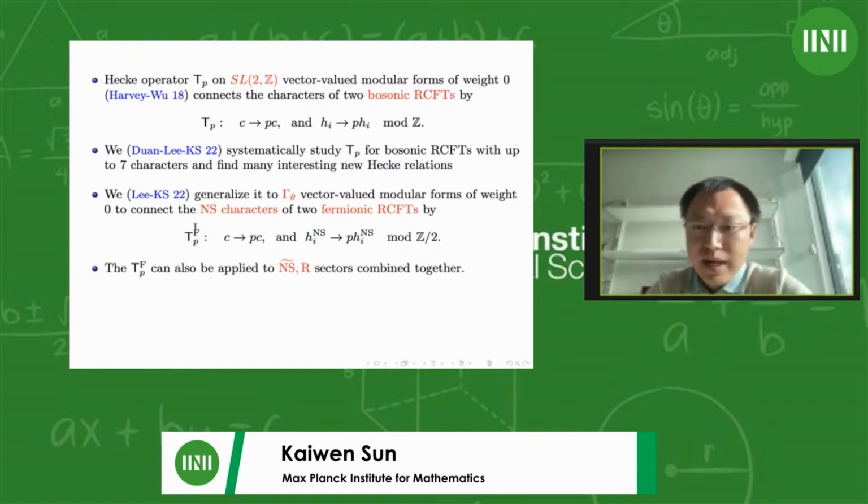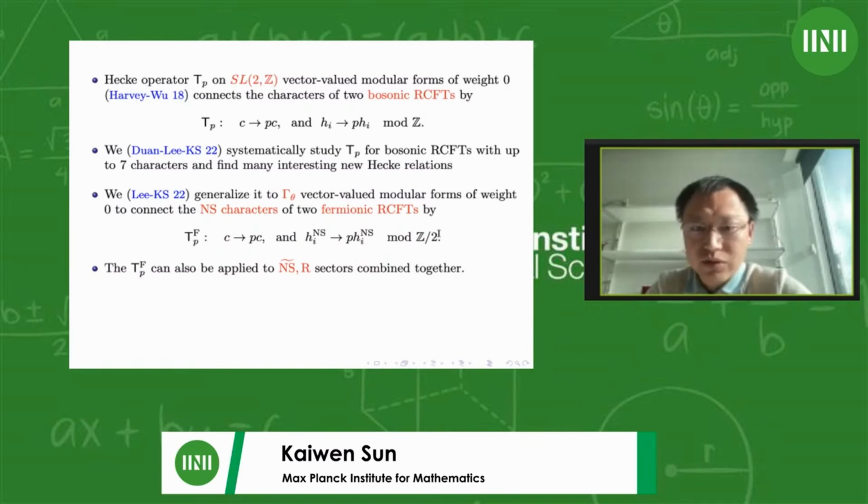And the basic property of this new Hecke operator, which we denote as T_p^F, where F stands for fermionic, is that it can map the Neveu-Schwarz characters of a fermionic rational CFT to the Neveu-Schwarz characters of another fermionic rational CFT. It also multiplies the central charge c and the Neveu-Schwarz weights by p, but here it is modulo half integer.